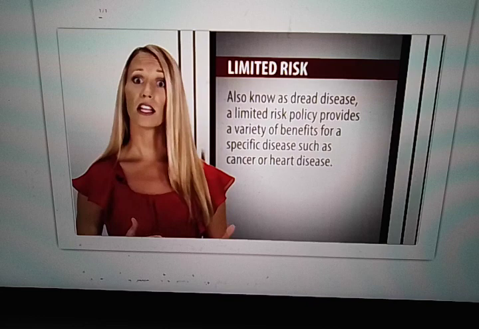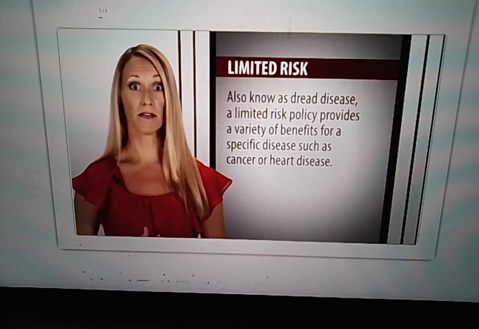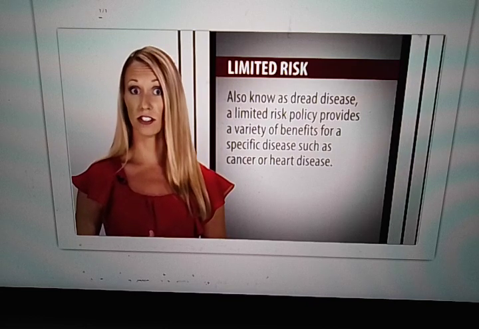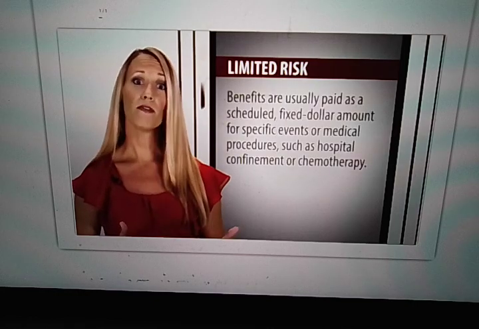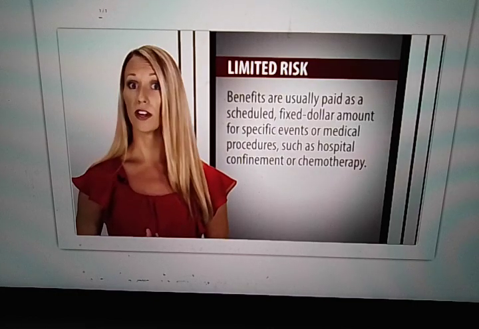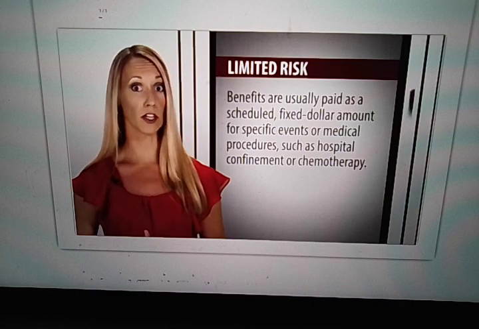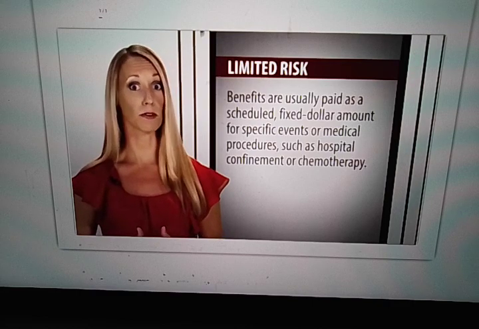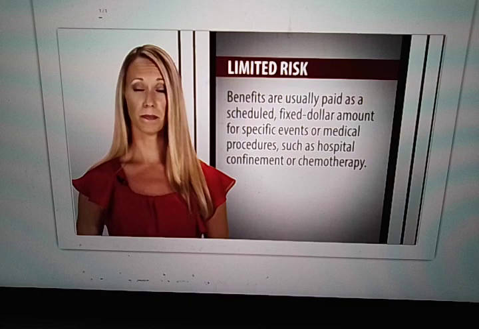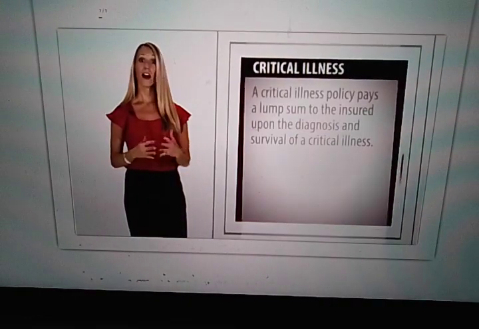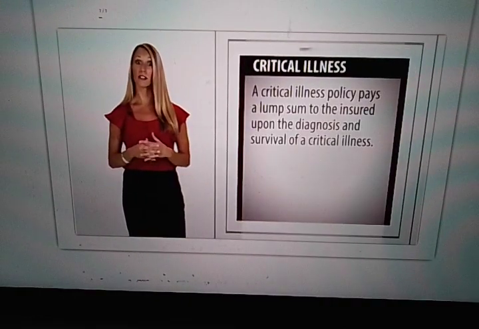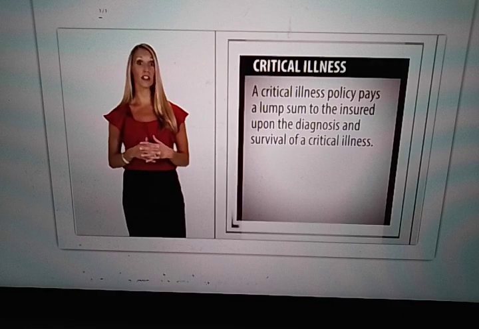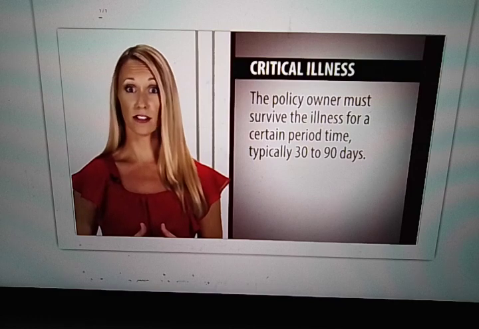Limited risk, also known as dread disease. A limited risk policy provides a variety of benefits for a specific disease such as cancer or heart disease. Benefits are usually paid as a scheduled, fixed dollar amount for specific events or medical procedures such as hospital confinement or chemotherapy. Critical illness. A critical illness policy pays a lump sum to the insured upon the diagnosis and survival of a critical illness. The policy owner must survive the illness for a certain period of time, typically 30 to 90 days.